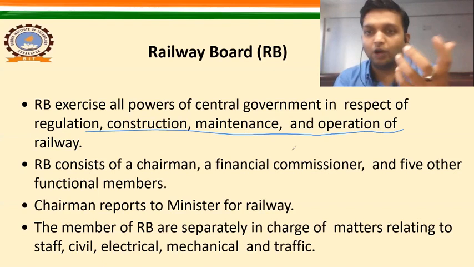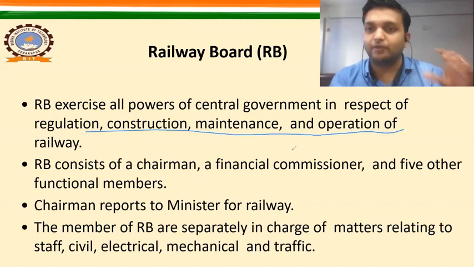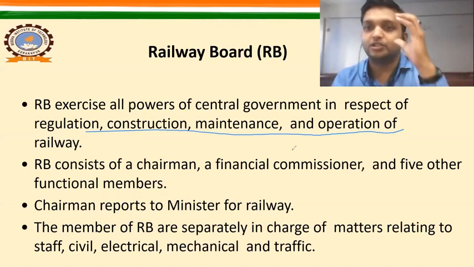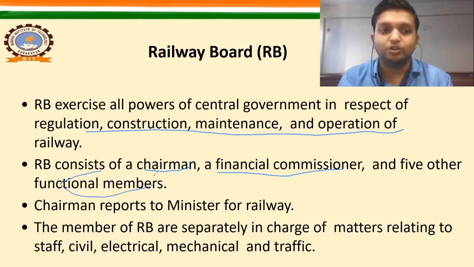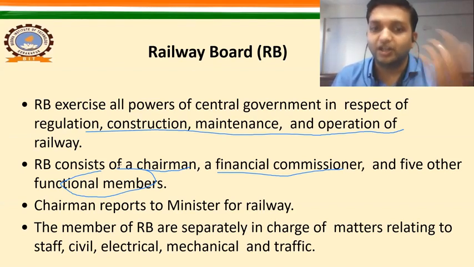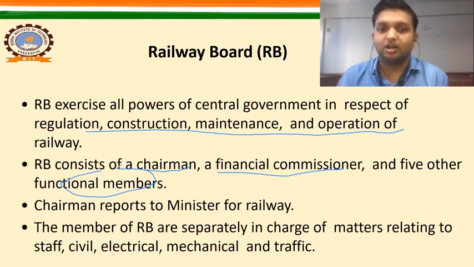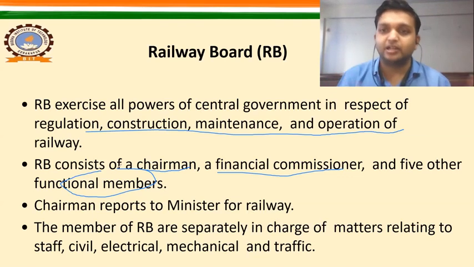Now, what are the different officers the railway board consists of? The railway board is made of a chairman, a financial commissioner, and 5 other functional members. What does the chairman do? The chairman reports to the minister for railways. The members of the railway board are separately in charge of matters relating to staff, civil, electrical, mechanical, and traffic.